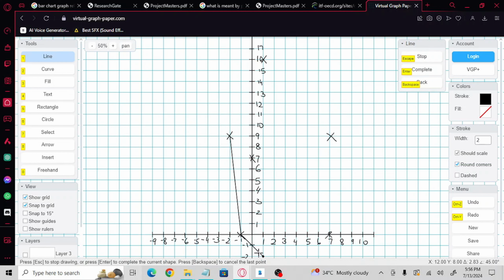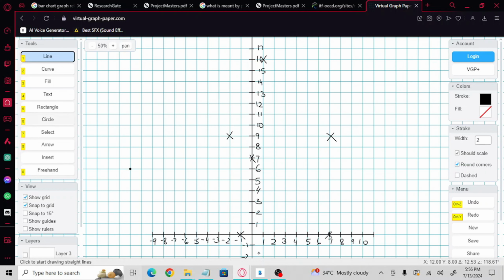It's not a big deal for this one. Let me escape this. This is complete for now. And for this coordinate, let me first of all make a curve. Let me just sketch this up. Make a curve. Connect these points.